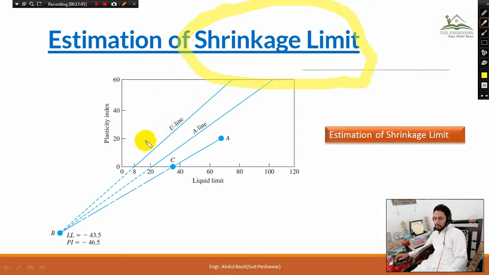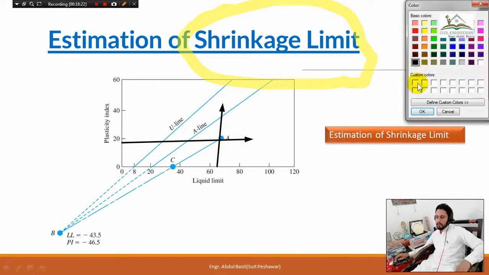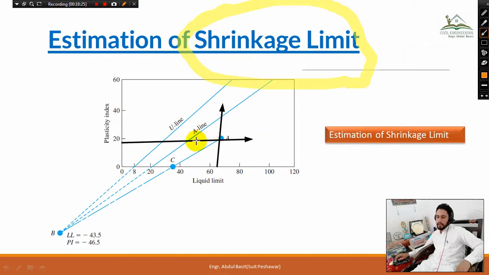You already have the U line and A line drawn, and you have a soil with its liquid limit and plasticity index determined. So how do we calculate the shrinkage limit for that soil? Let's say we have a soil with a liquid limit around 65. This will be the line passing through this point, and the plasticity index for the same soil is less than 20, around 19. This is the point we get for our soil in the plasticity chart.